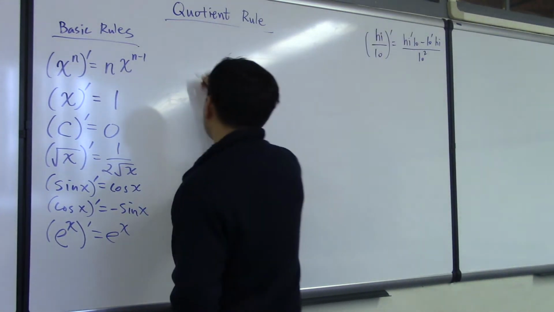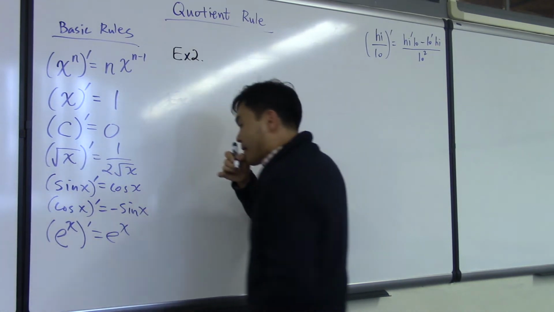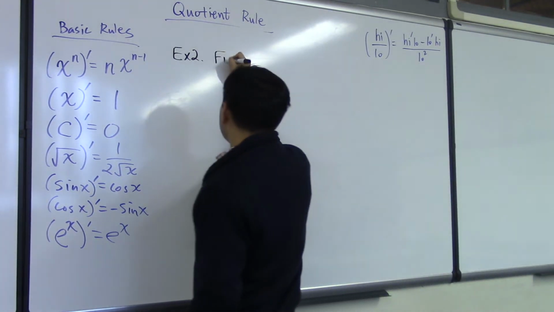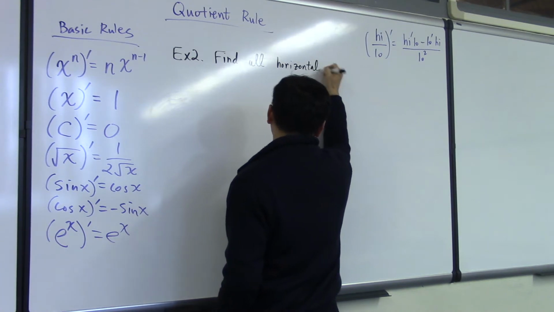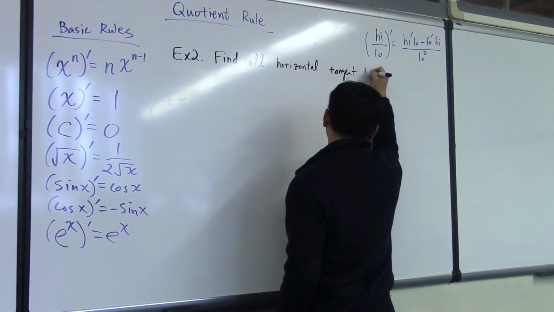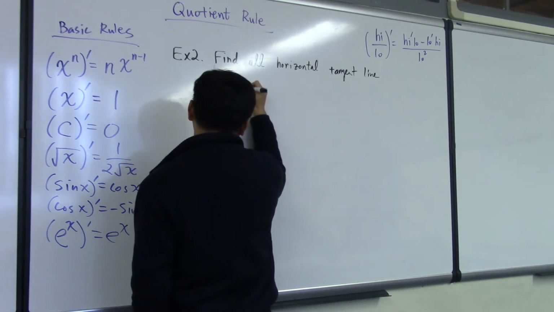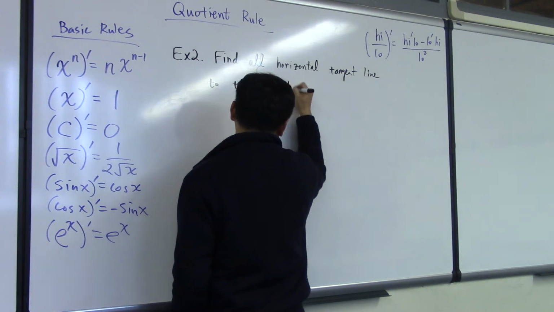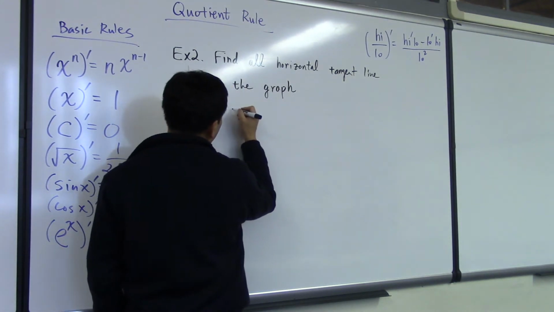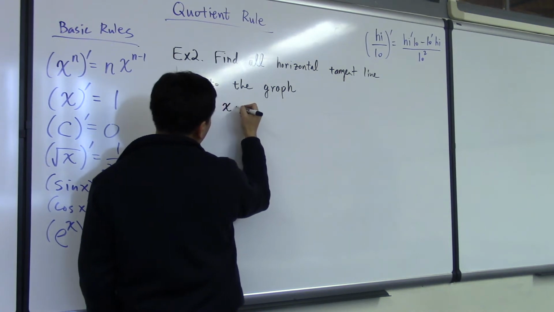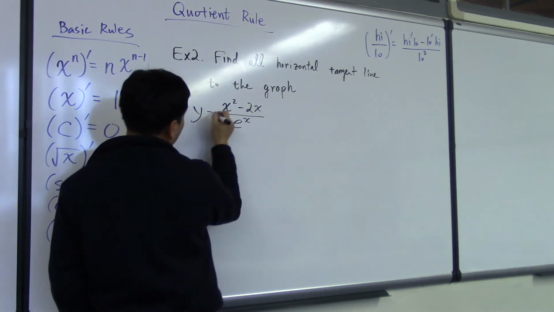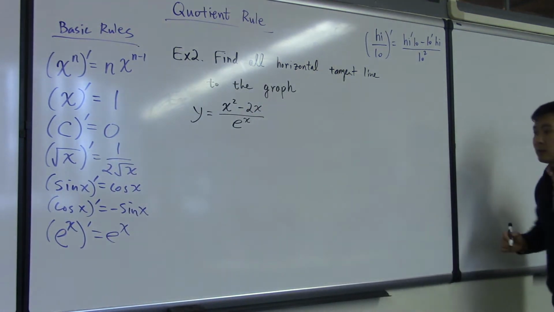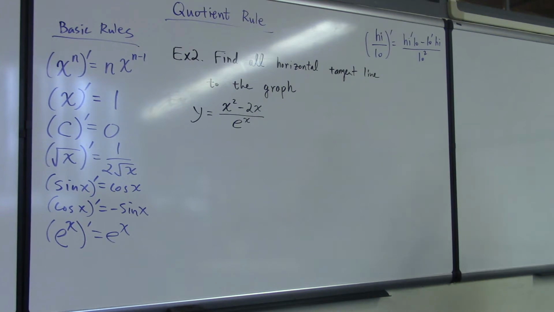Alright, let's do another example using the quotient rule. Find all horizontal tangent lines to the graph of y = (x squared minus 2x) over e to the x. So let's try this. Solution.